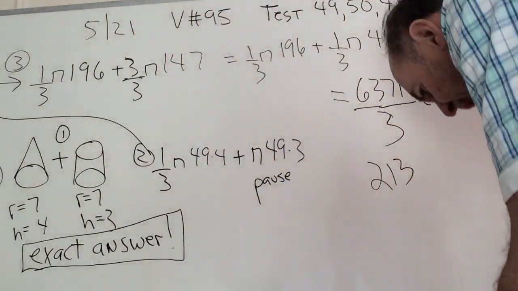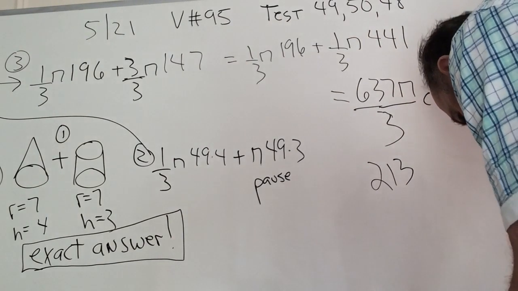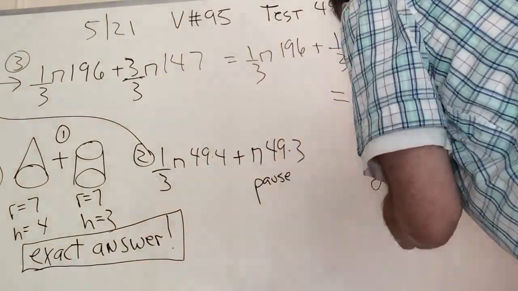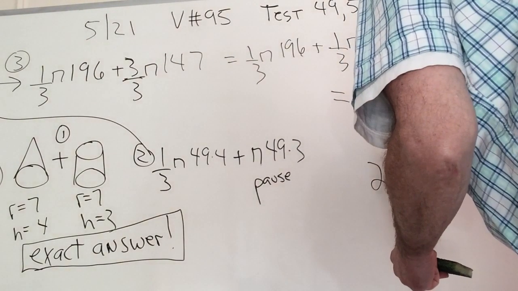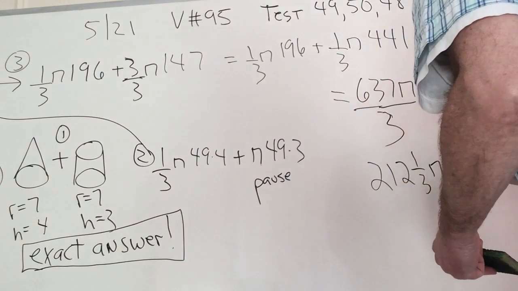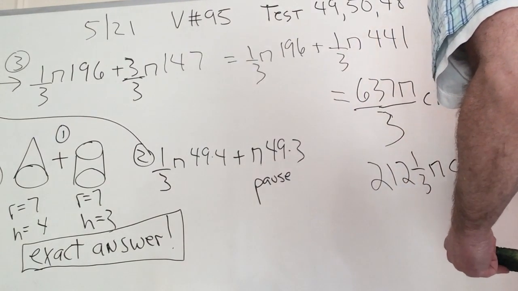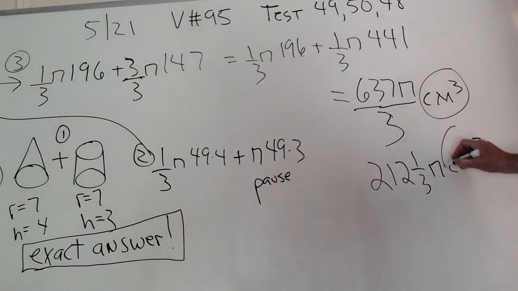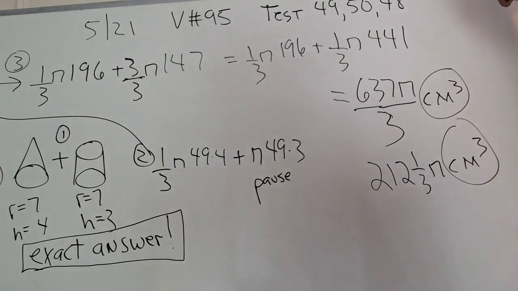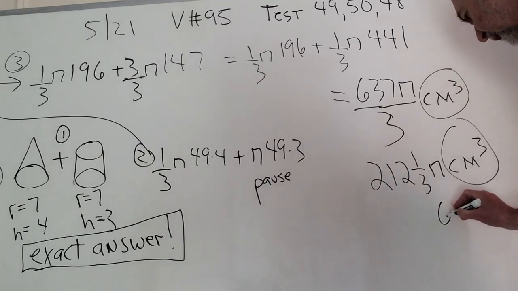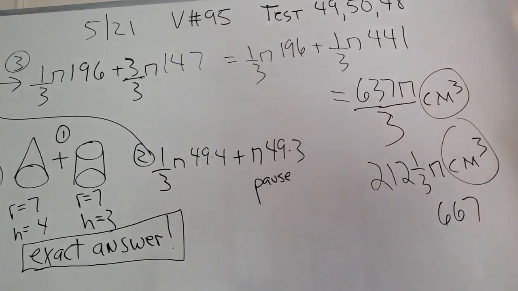Where is the key? 12. Okay, 212 and 1/3 pi centimeters cubed. And of course, I saw so many answers which were just number crunching without even the centimeters cubed. And when you did that, you'd get around, I guess, 667, which really deserves points off.